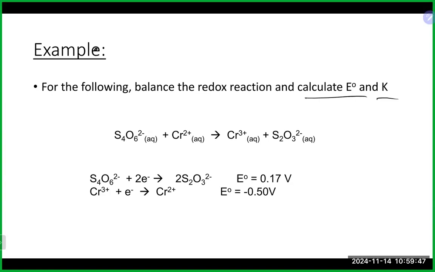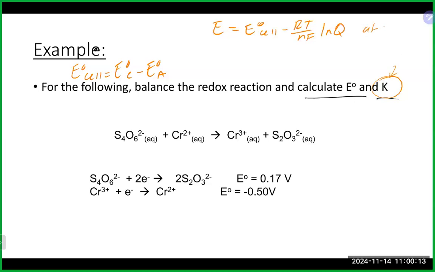Okay, so let's take a look. Again, we're looking for E, which is obviously our E of our cell, so our cathode minus our anode, we just have to identify which one's which. We also are looking for K. Once again, if you can't remember the first equation that we used for K, but you can remember the Nernst equation, you can derive that equation from it, because obviously we're at equilibrium at this point.